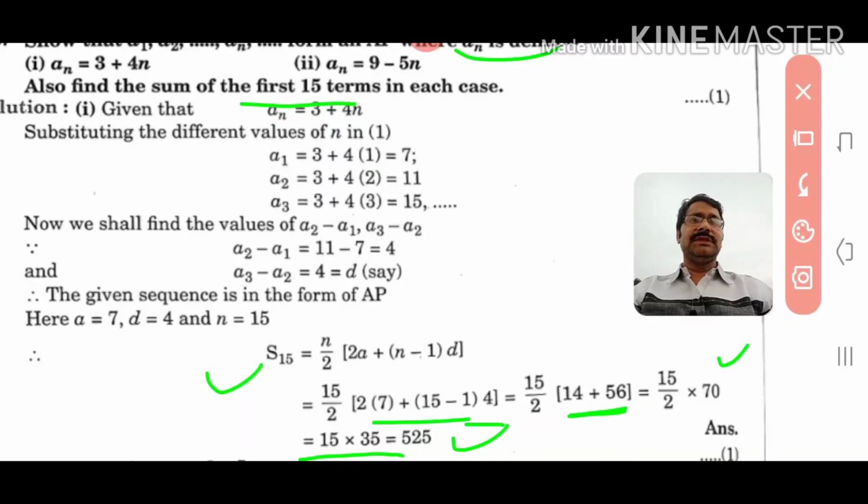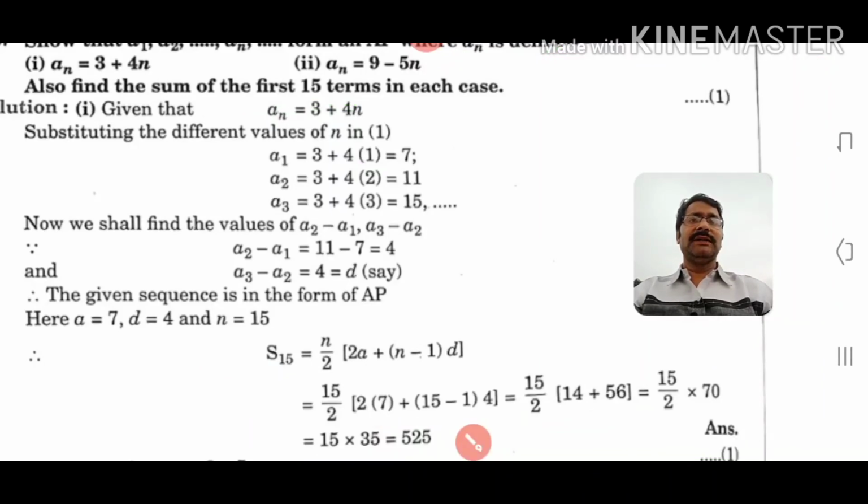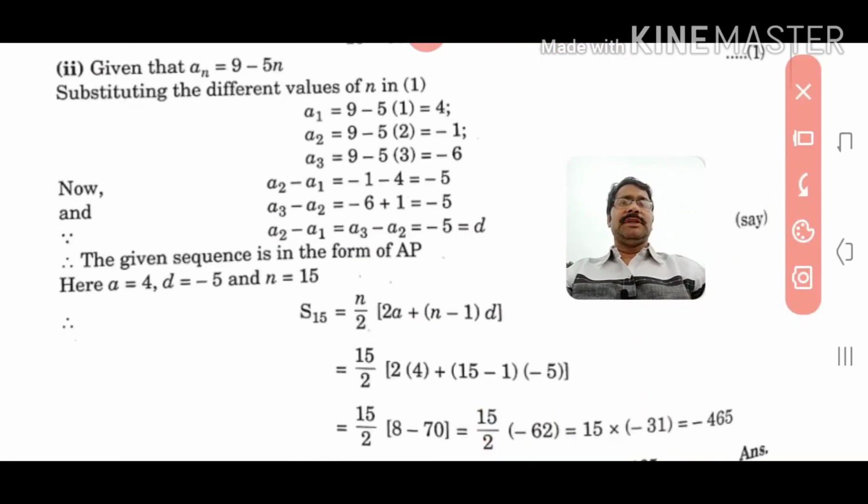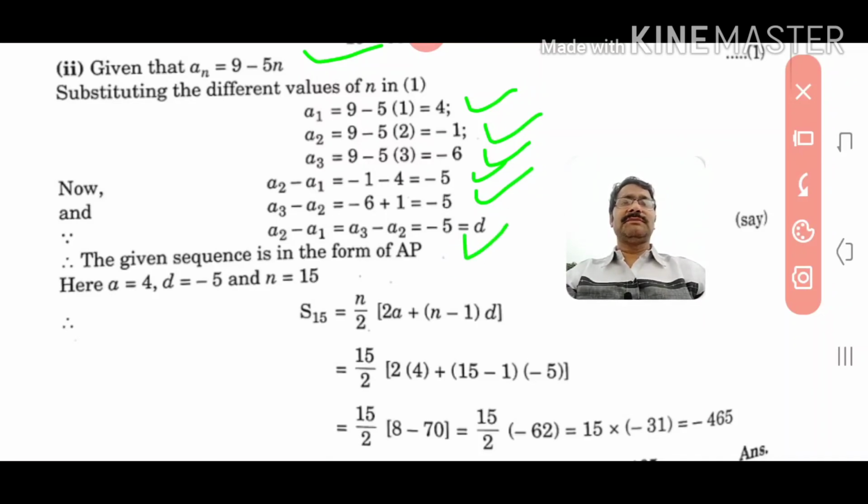Same as it is we will do the second question, that is an equal to 9 minus 5n. Here also you put n equal to 1, you get 9 minus 5 into 1, that is 4. a2 equal to 9 minus 5 into 2, that is equal to minus 1. a3 is 9 minus 5 into 3, that is minus 6. Now you check a2 minus a1, that is minus 1 minus 4 equal to minus 5. Now you find a3 minus a2, that also you get minus 5, means here d equal to minus 5, means this sequence is in the form of an AP.